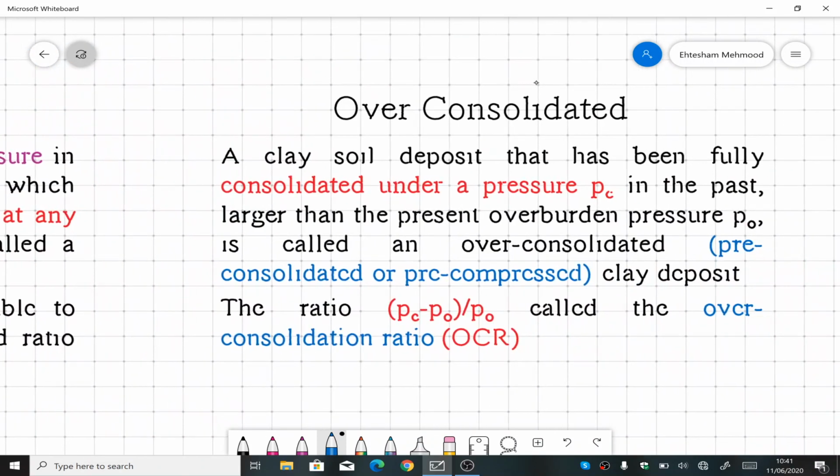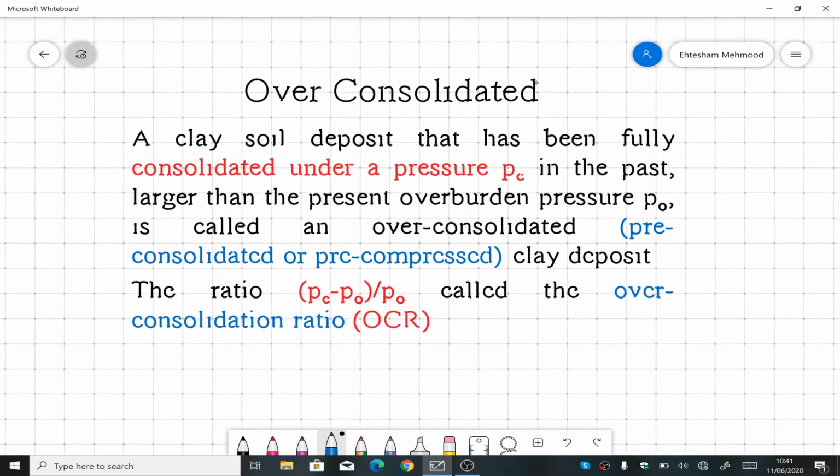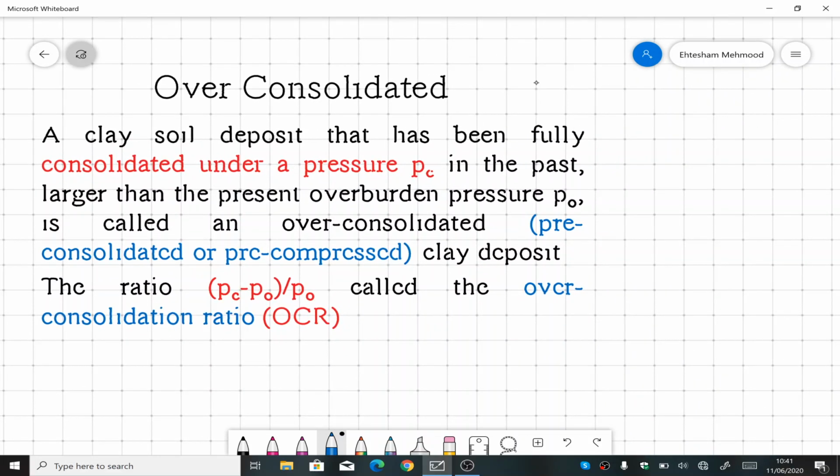Then we have the second type, that is the over consolidated soil. So a clay deposit that has been fully consolidated under pressure PC in the past, larger than the present overburden pressure P naught, is called an over consolidated clay deposit. The ratio PC minus P naught over P naught is called the over consolidation ratio.